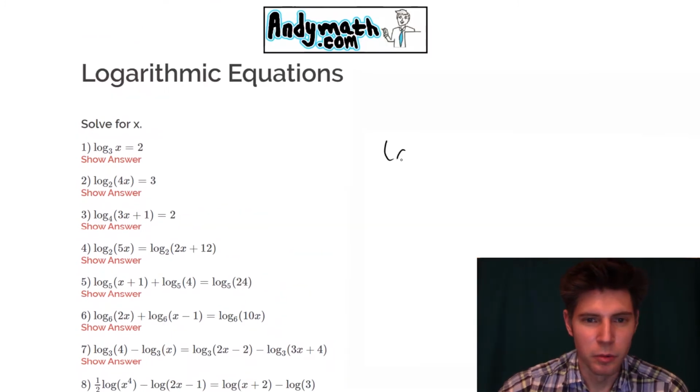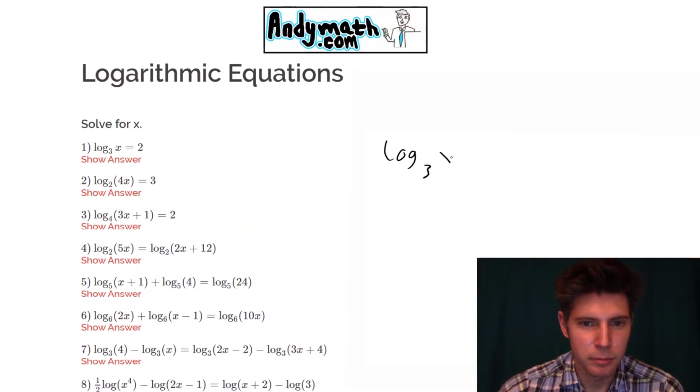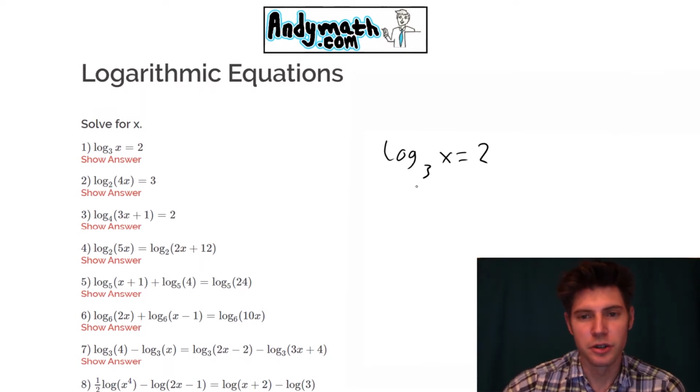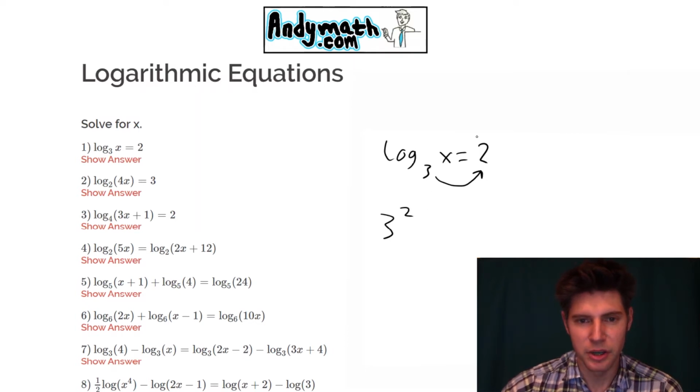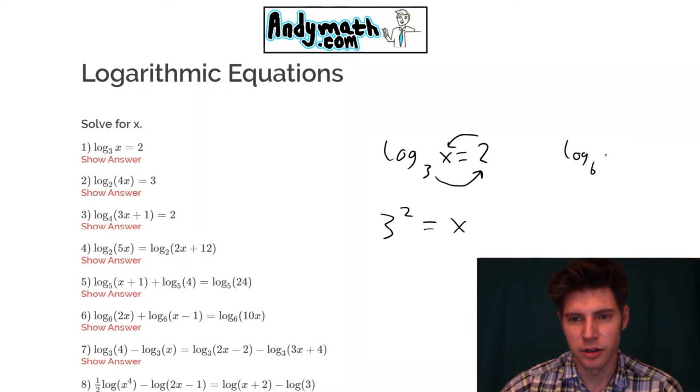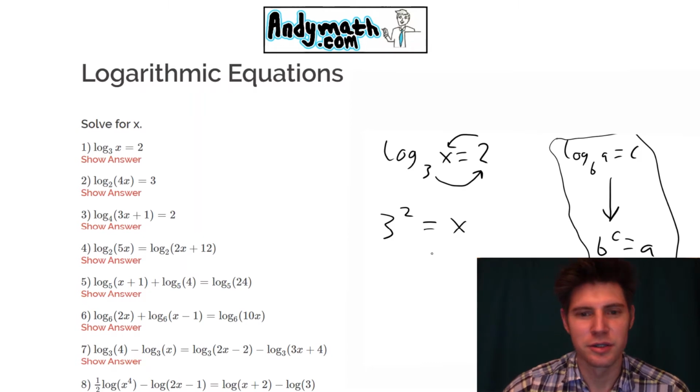Number one is log base 3 of x equals 2. The first thing we're going to do, I don't know if you know this property, but you can rewrite this in exponential form by going 3 squared equals x. The notes for that are: log base b of a equals c means the same thing as b to the c equals a. These are the notes for what we're going to be using to solve all these.